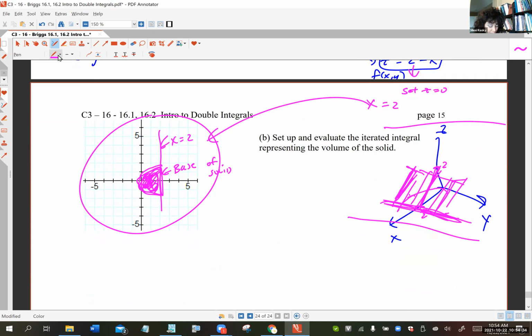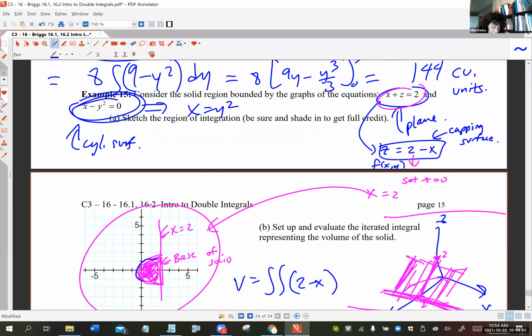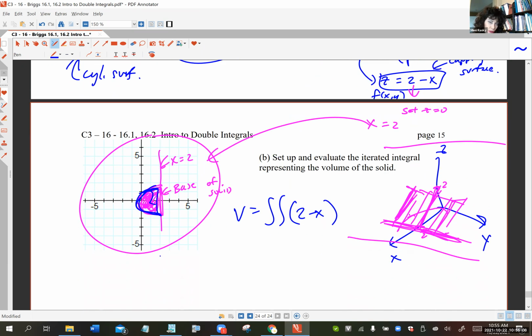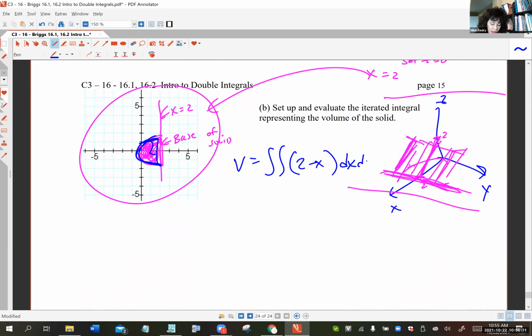Now let's do part B. So you're going to set up a double integral. You're going to put the capping surface here in the integrand. I get z equals 2 minus x. You're going to pick your order of integration. Now, folks, I'm going to tell you a little secret. This region, you could either write it as dy dx or dx dy. You could treat it as vertically simple or horizontally simple. But because the parabola here is a function of y, the easier way will be the horizontally simple. It's going to be easier if you choose dx dy.